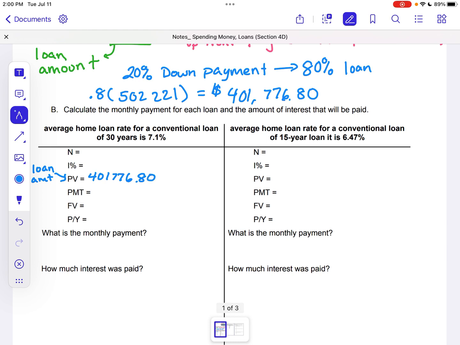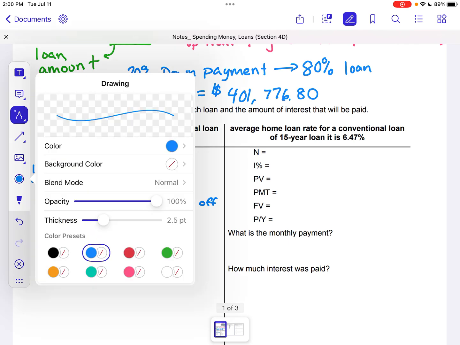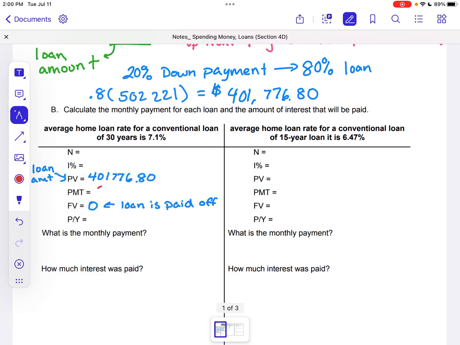I want to get my loan amount to zero. I want a future value of $0. This basically means that your loan is paid off. It's totally paid off. I owe $0 to the bank. And so what we'll often be trying to find in these cases is that payment amount. What is that payment?